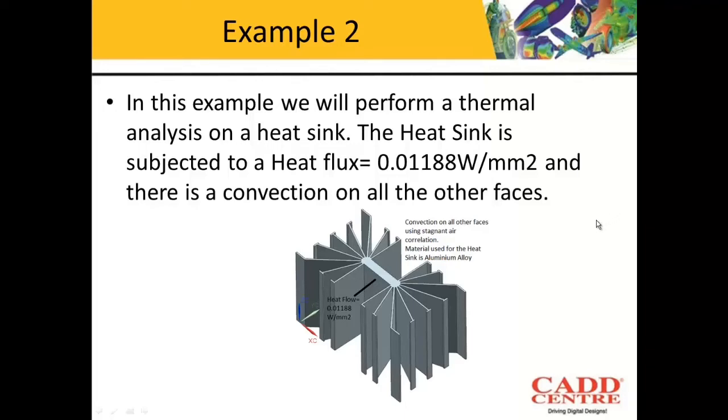In the previous example, we saw the thermal analysis of a gearbox housing. Now the second example that we will study is a thermal analysis on a heat sink. If you look at the problem description, the heat sink is subjected to a heat flux of 0.01188 watts per millimeter square, and there is convection on all the other faces. You can see the surface on which the heat flux is acting, which is marked in the image over here. The material that we are going to use for the heat sink is aluminium alloy, and the convection on all the other faces is stagnant air correlation.